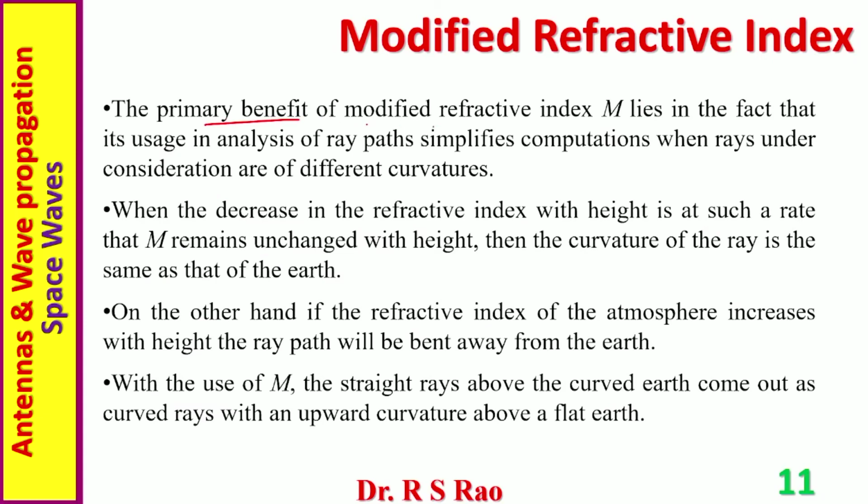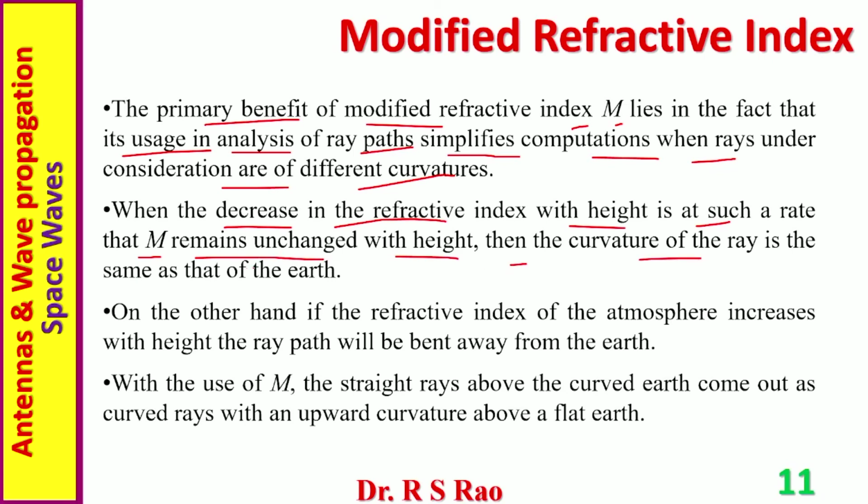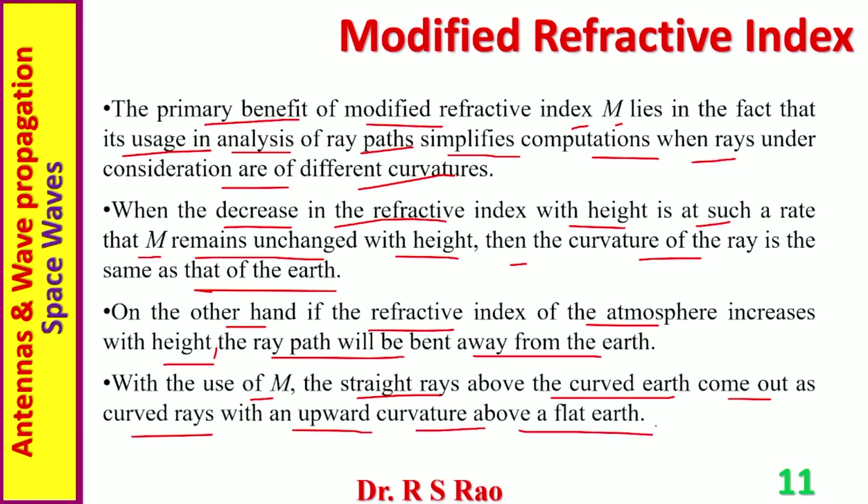The primary benefit of a modified refractive index M lies in the fact that its usage in analysis of ray paths simplifies computations when rays under consideration are of different curvatures. When the decrease in the refractive index with height is at such a rate that M remains unchanged with height, then curvature of the ray is the same as that of the earth. On the other hand, if the refractive index of the atmosphere increases with height, the ray path will be bent away from the earth. With the use of M, the straight rays above the curved earth come out as curved rays with an upward curvature above a flat earth.